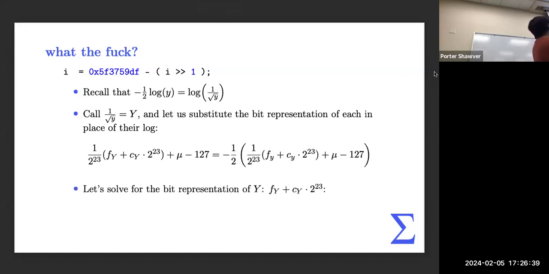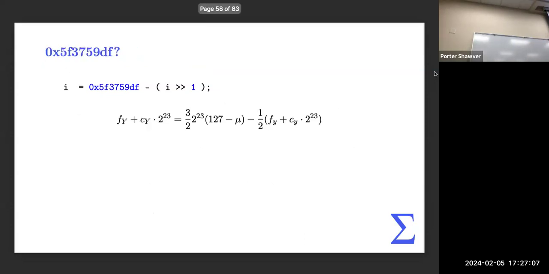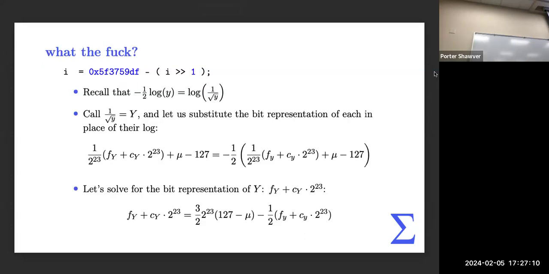We get 1 over 2 to the 23 fy plus f capital Y plus cy times 2 to the 23. This is just the bit representation, that linear transform that we talked about. That's just log of 1 over square root of y, right? These line up. And then this is just -1/2 log of y. So far, so good. If we solve for this, trying to get it on its own, we get some messy numbers, but they're not too bad. Essentially this thing, and hopefully you can verify this math for yourself, is just 3/2 times 2 to the 23, some kind of messy constant, minus 1/2 of the bit representation.